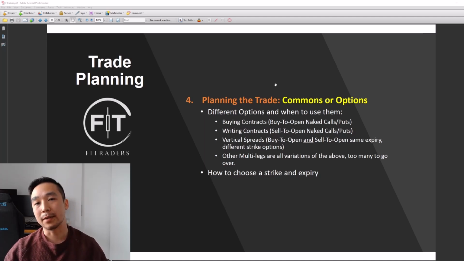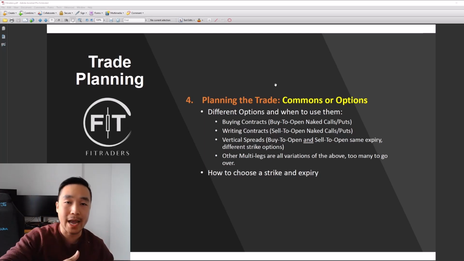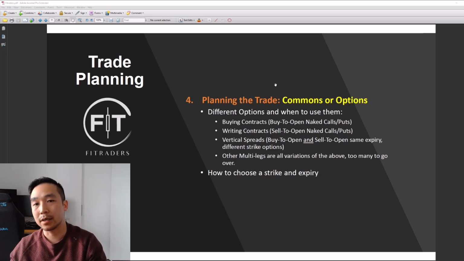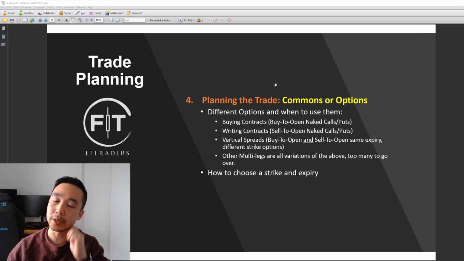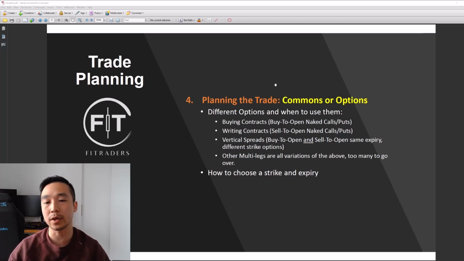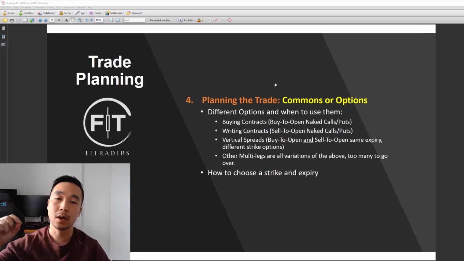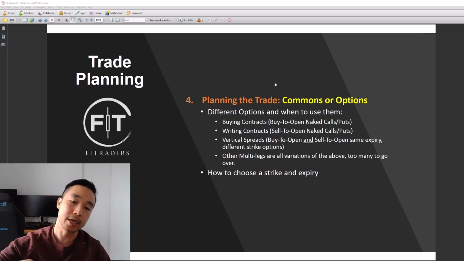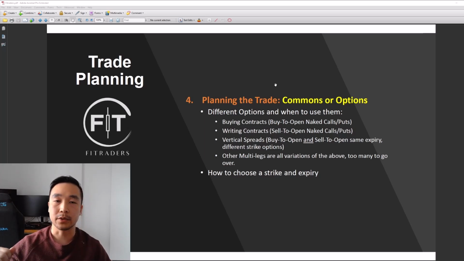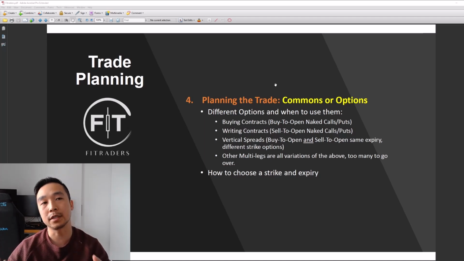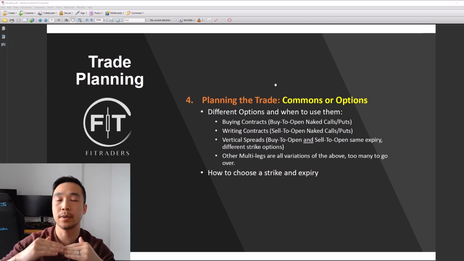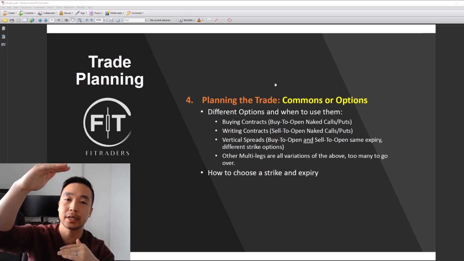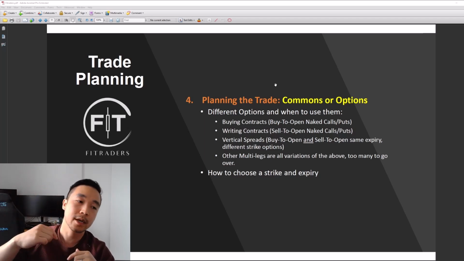But there is a way to limit that risk by both buying and selling a contract of the same expiry, but different strikes. And that's what we call a vertical spread. Now, depending on whether you're buying a higher strike or buying a lower strike compared to writing a higher strike or writing a lower strike, you're either selling a vertical spread or buying a vertical spread. For instance, when you're buying a lower strike compared to writing a higher strike, that's called buying a vertical spread.